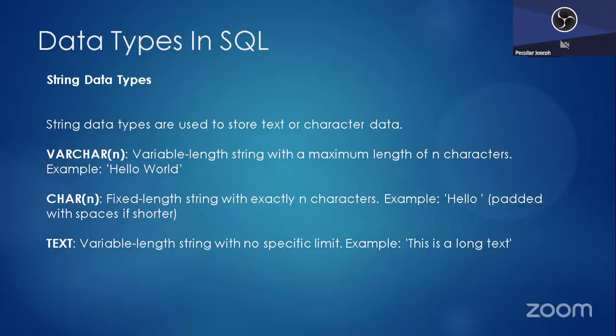So varchar stands for variable character, and my varchar comes with a bracket, right? So whenever I'm making use of varchar, I'm specifying that any value that is going to be entering this particular column, right, is going to be an alphabet. And then inside that bracket, that n I'm putting is now specifying the maximum length of character I want to allow.